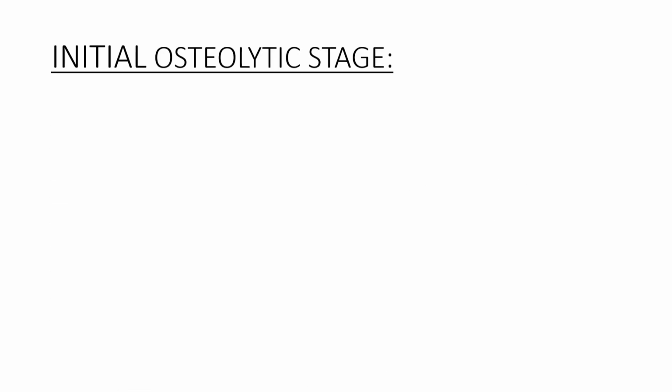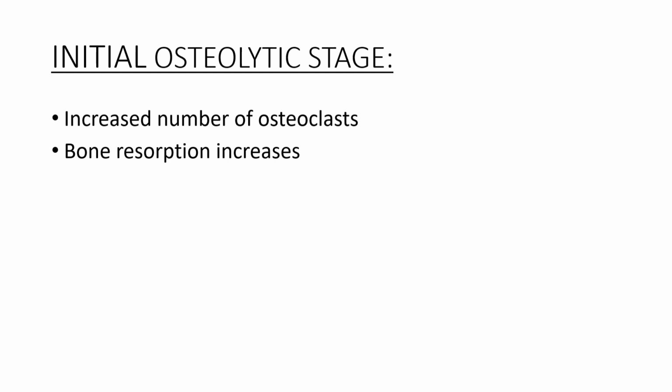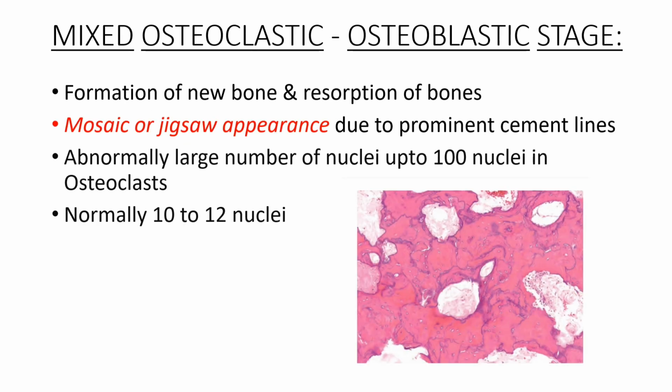Now let's see the first stage, the initial osteolytic stage. As the name suggests, there will be increased osteolytic activity. Now recall the cell which causes this osteolytic activity. Yes, the osteoclasts. Their number will be increased in this stage, which causes increased bone resorption, which weakens the bone. The second stage is a mixed osteoclastic and osteoblastic stage.